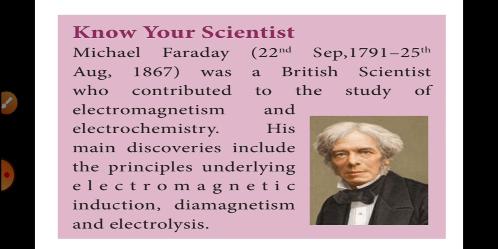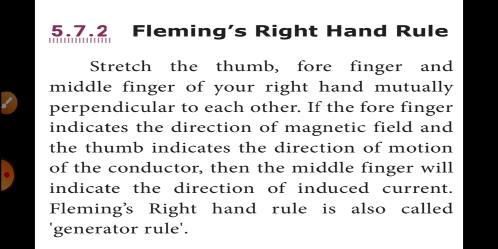Now the last one, Fleming's right hand rule. Stretch the thumb, forefinger and middle finger of your right hand mutually perpendicular to each other. Thumb, forefinger, middle finger. Already last class we discussed Fleming's left hand rule. Now Fleming's right hand rule. This is called the generator rule also. The question will ask Fleming's right hand rule or generator rule.